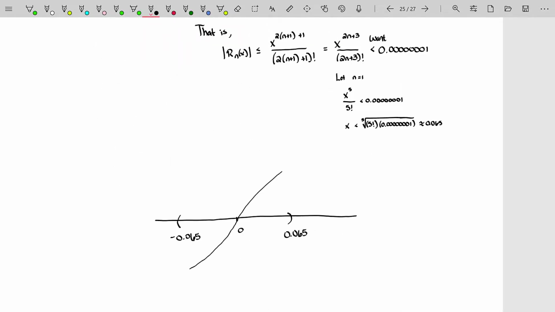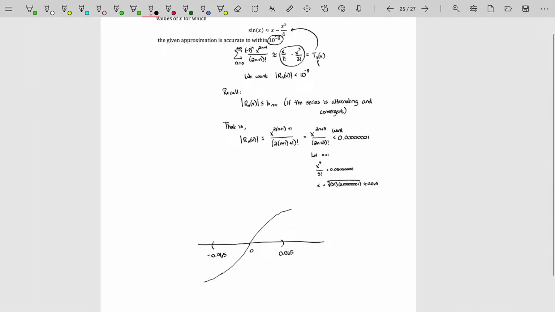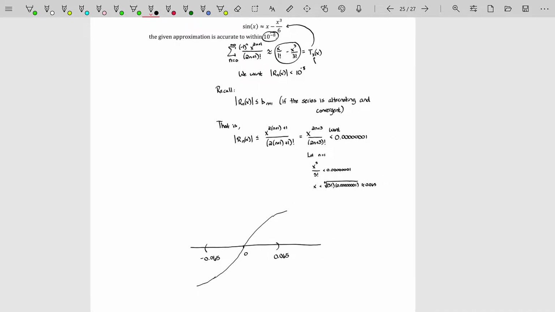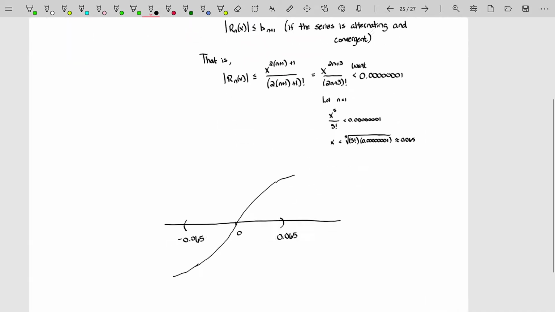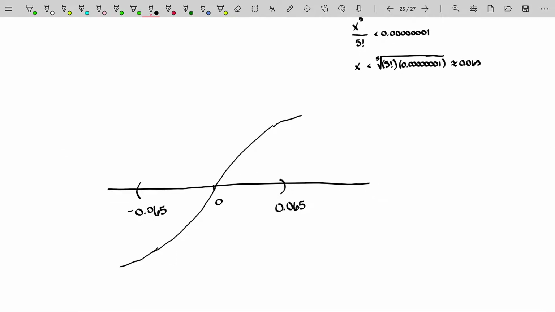That is, you have some sine curve. That's our actual sine curve right there. I'll just let it keep going. And we have a polynomial approximation, and the distance between our polynomial approximation and that sine curve is really small. It's basically less than 10 to the negative 8th. So they are pretty much on top of each other within this interval.